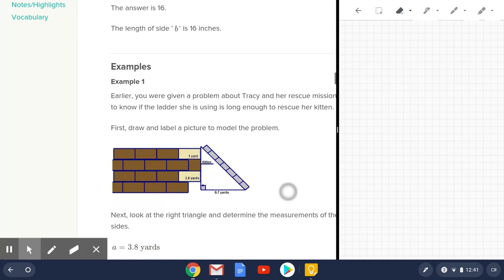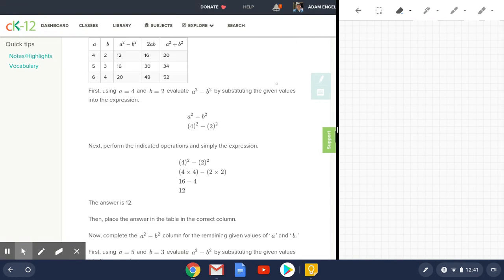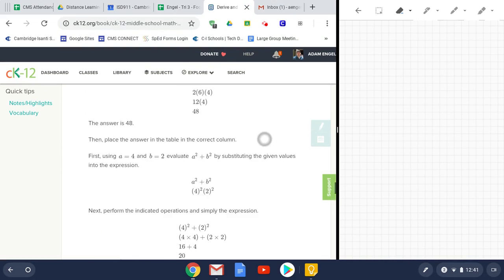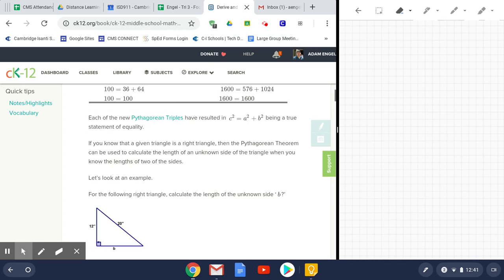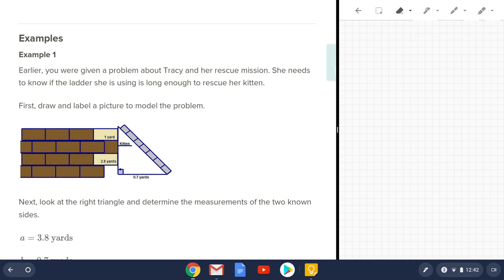All right, guys, continuing where we left off yesterday. Happy Tuesday, my friends. We're going to continue with the Pythagorean theorem. Now, our examples look like a lot. I understand, but I promise you it's not going to be that difficult. Yesterday, we had a problem about Tracy and her missing kitten. She needs to know if the ladder she's using is long enough to rescue her kitten.